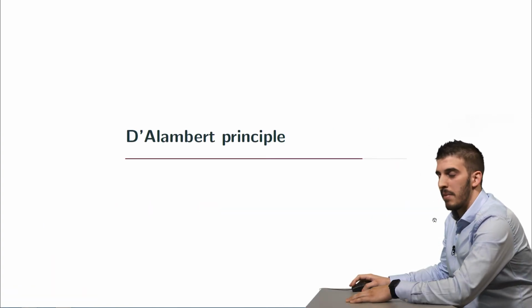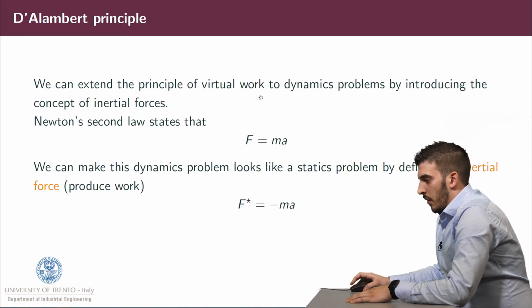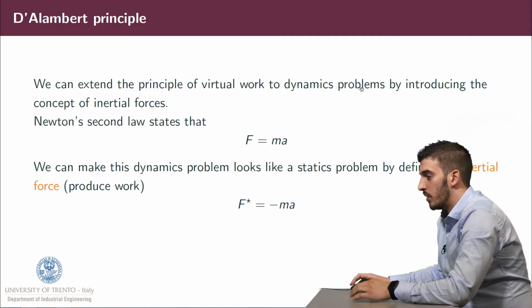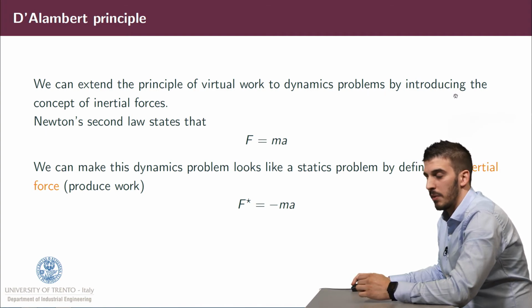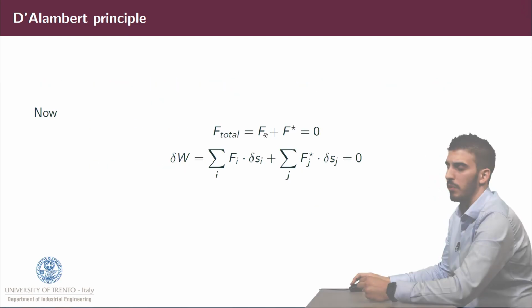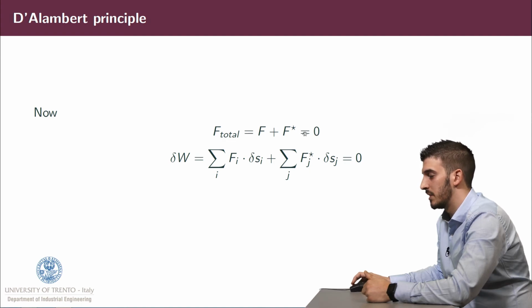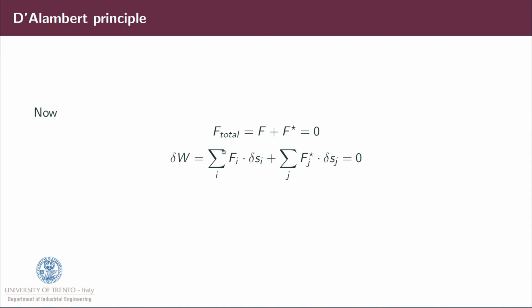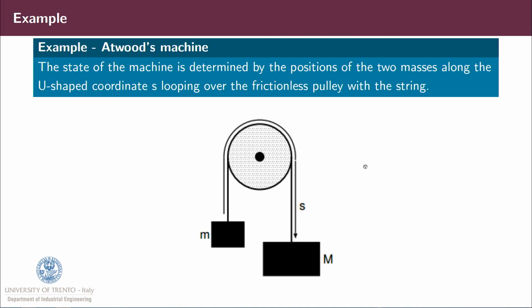Now let's define the D'Alembert principle. We can extend the principle of virtual work to dynamics problems by introducing the concept of an inertial force. From Newton's second law, we have that the force is equal to the mass times the acceleration. And now we can introduce an inertial force, F star, equal to minus the mass times the acceleration. The total force, equal to the force plus the force star, must be equal to 0. Therefore, the virtual work done by all forces must also be equal to 0.